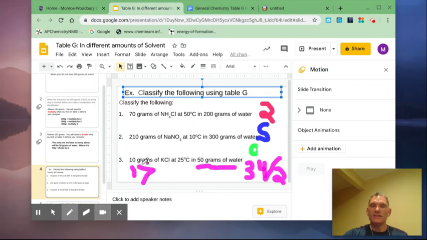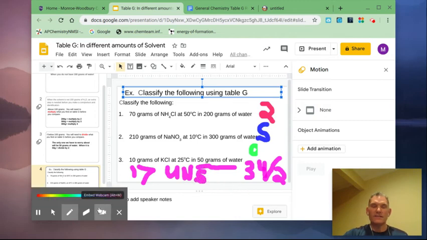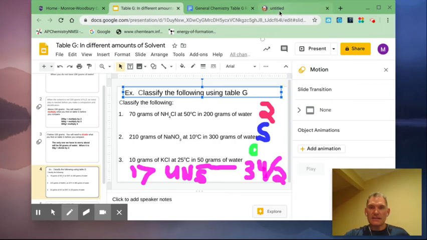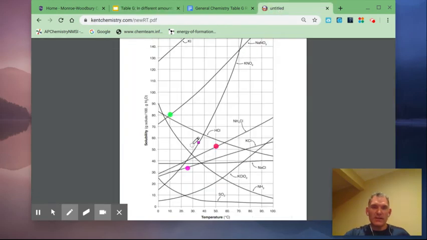Notice 17 would be saturated. 10 is below. So that's going to be unsaturated. Okay. Everyone see that? Again, you just got to be careful about what you're doing and what you're looking at on Table G. I always encourage using a highlighter or a colored pencil on some of these questions so you know exactly which ones you're going to look at before you make a comparison.